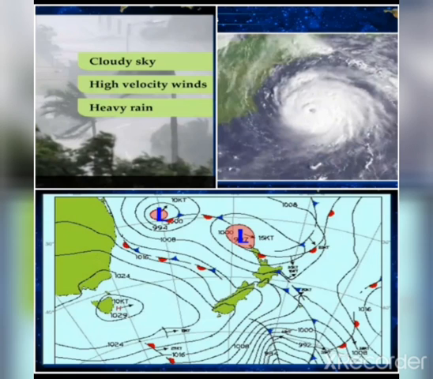During a cyclone, we can see cloudy sky, high velocity winds and heavy rain. The area affected by a cyclone is limited. The duration, velocity, direction and place of origin of this wind is unpredictable. Now you can see the image on the right side of a cyclone. It is obtained by a satellite. On weather maps, the center of a cyclone is represented by the letter L. A cyclone system moves from one place to another.